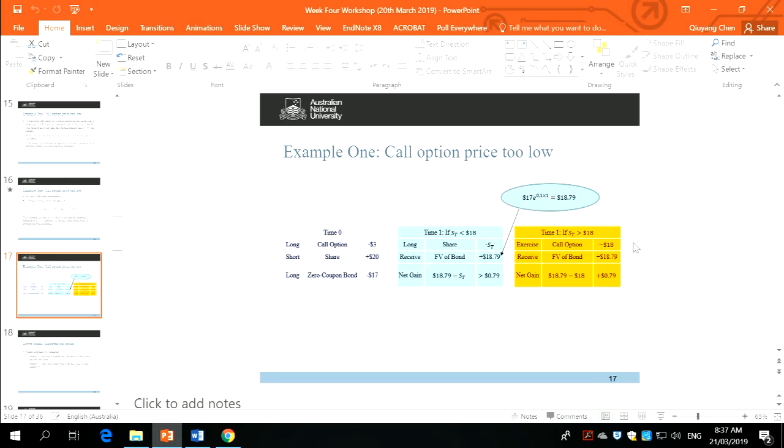Does that make sense? Then how much money did we make? We simply sum up this column here. We're making $18.79 minus 18. We're making 79 cents.